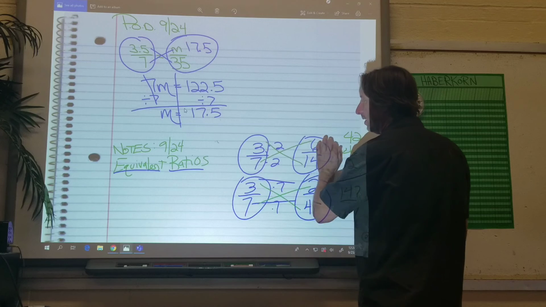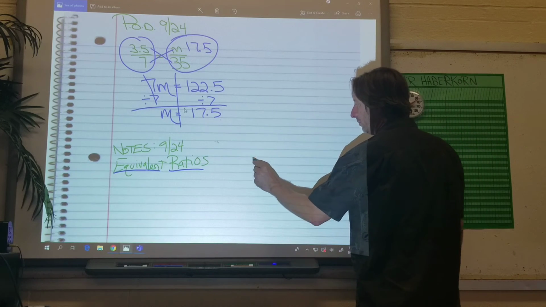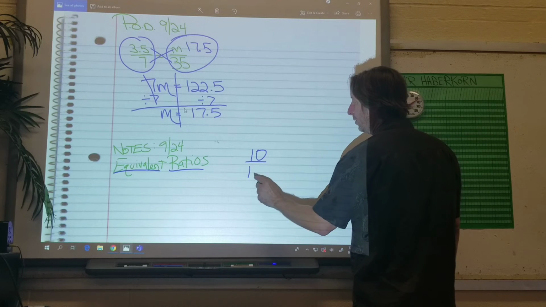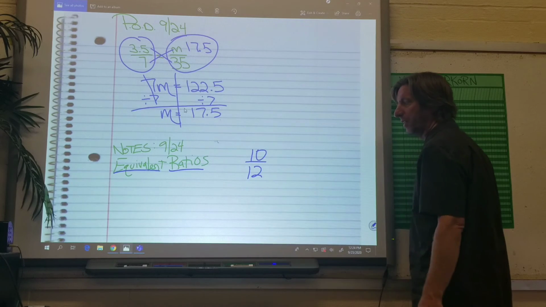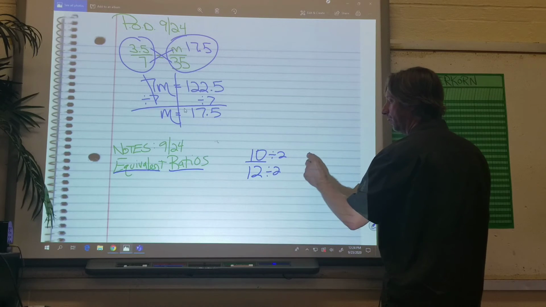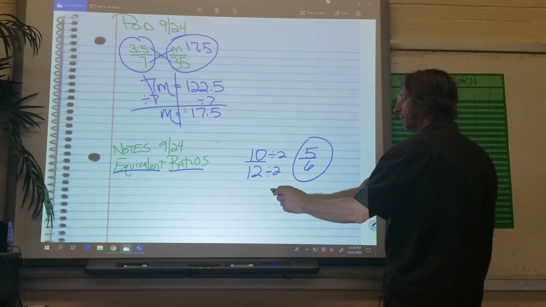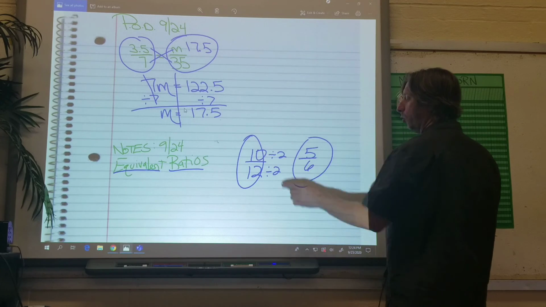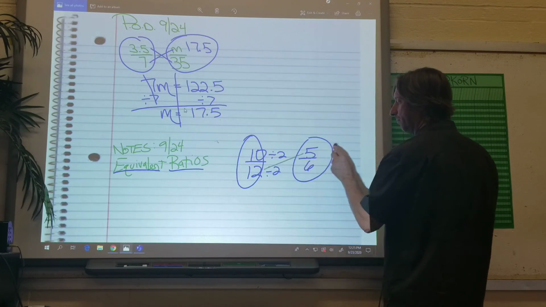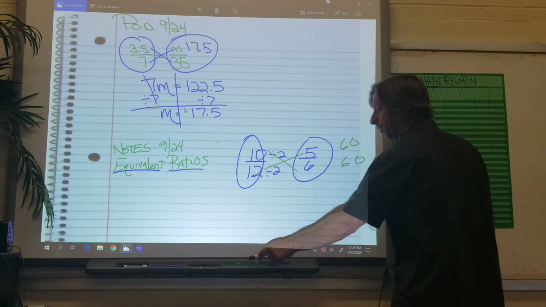So one other way to do it, if you have bigger numbers, it's a little more difficult, but still easy. If you can think of a number that divides into both of them that's the same. You can divide them both by 2, I get 5/6. So as long as you're dividing or multiplying by the same number here, you're going to get equivalent ratios. We can always test them. 10 times 6 is 60. Yep, they're equivalent. All right?